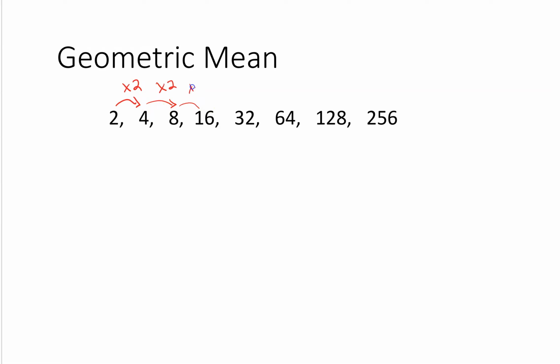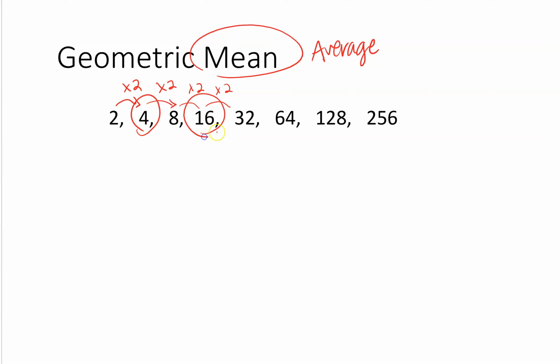So 8 times 2 is 16. 16 times 2 is 32. And then mean just means average, right? When we take the average of something, we're taking its mean. So if I wanted to take the geometric mean, that means the average in a geometric sequence. We're only worried about taking the average between two numbers. So say the geometric mean between 4 and 16.